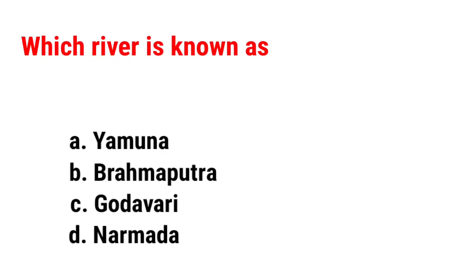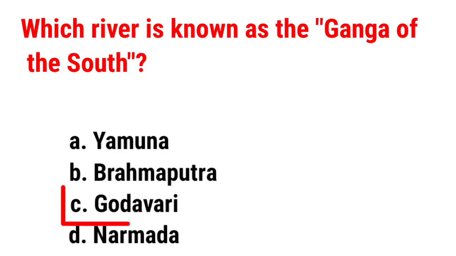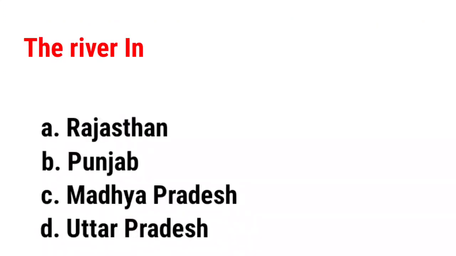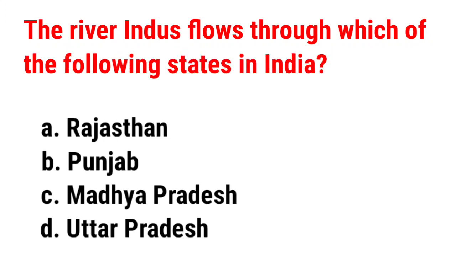Which river is known as the Ganga of the South? Correct answer is Godavari. The river Indus flows through which of the following states in India? Correct answer is Punjab.